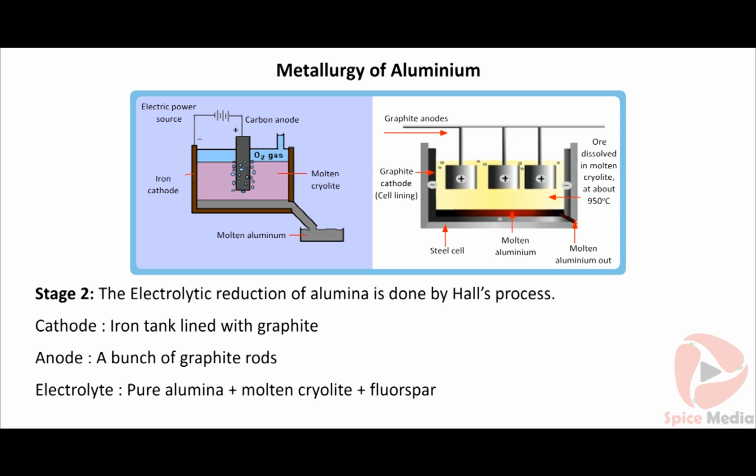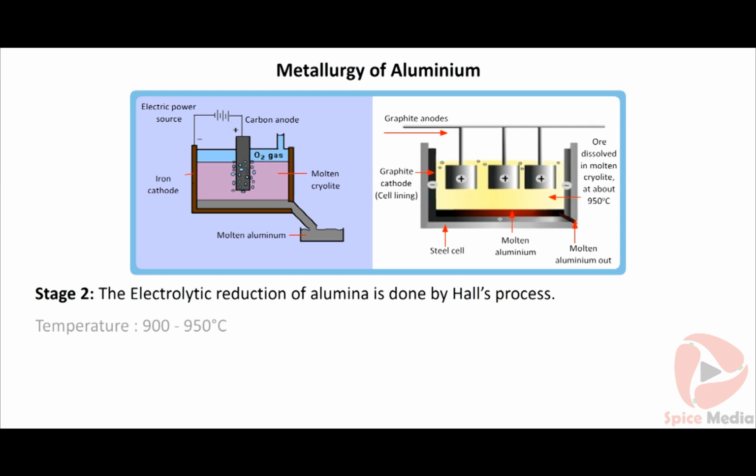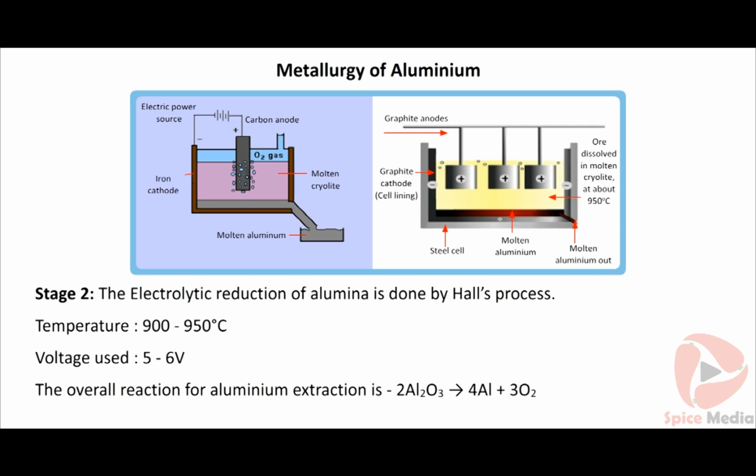Fluorospar lowers the fusion temperature of the electrolyte. Temperature: 900 to 950 degrees Celsius. Voltage used: 5 to 6 volts. The overall reaction for aluminium extraction is 2Al2O3 gives 4Al plus 3O2. Aluminium deposits at the cathode and oxygen gas is liberated at the anode.